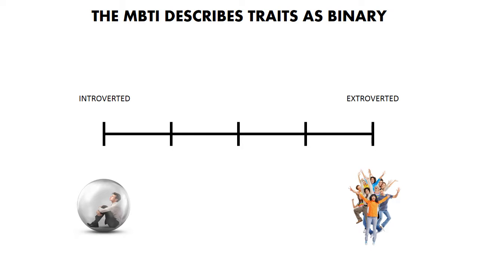One of the main reasons for this is because the MBTI describes traits as binary. You are either introverted or you are extroverted. There is no in between. There is no gray area. You have to fit into one of these boxes. And what happens is people will take the MBTI and they'll score slightly introverted, but the MBTI doesn't have a slightly introverted category, so you just get thrown in with all the other hardcore introverts.